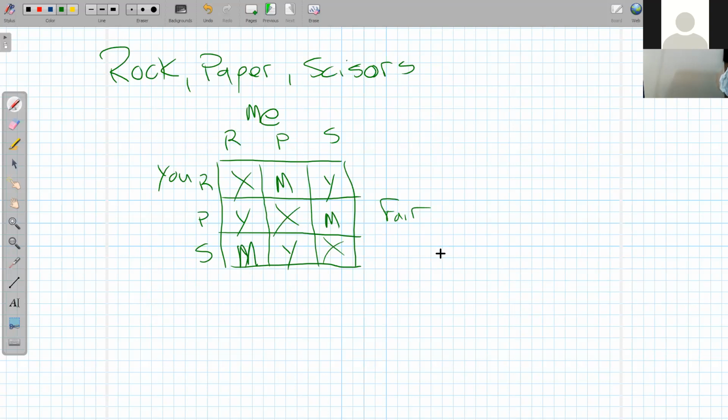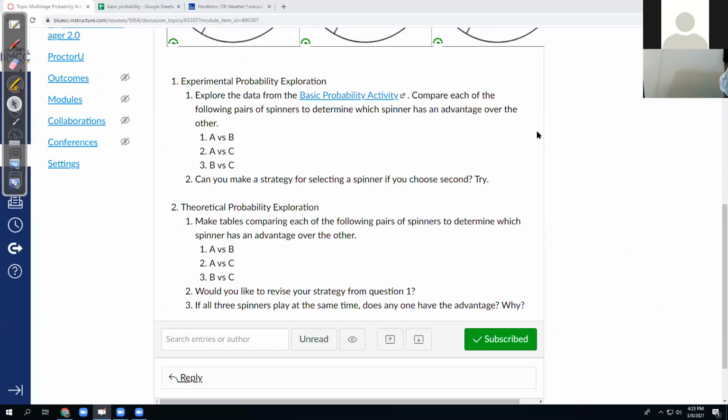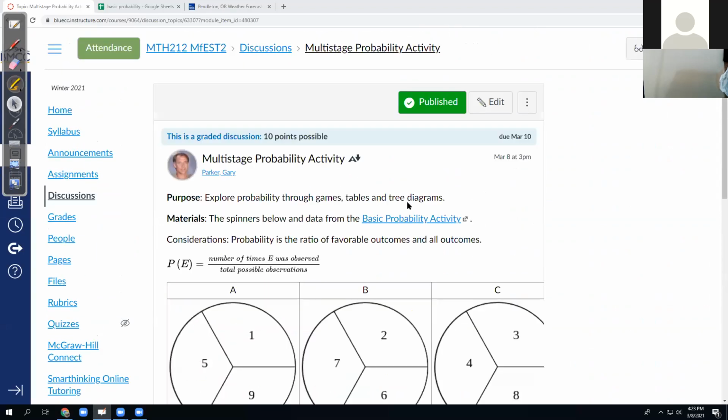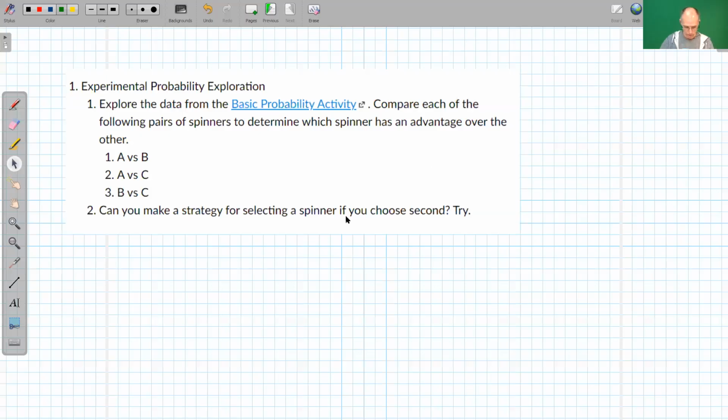Are spinner A versus B fair, or B versus C? All right, let's do this. And then once we do this theoretically, we want to ask ourselves, do we want to revisit our strategy from the experimental one? And then what if we played all 3 spinners at once? Will one win more than the other 2? That's the last question to figure out here. So group time.